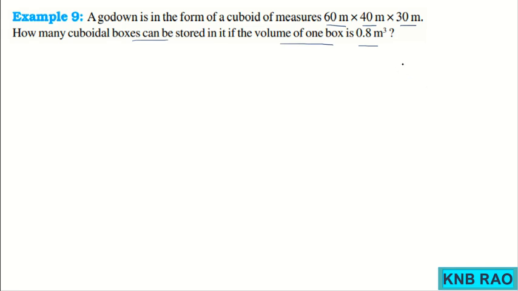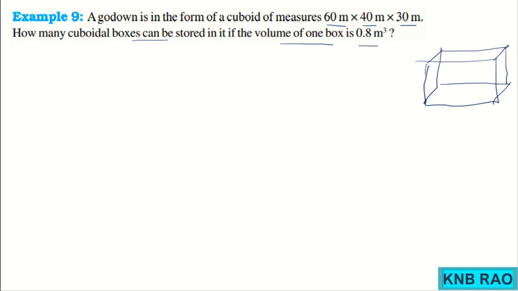Suppose you have a tile of certain area, and you want to find how many tiles can be placed on a floor. You find the area of the floor divided by the area of one tile, which gives the number of tiles required. Same concept: if I have a godown of sizes 60 by 40 by 30, remember, if I find the volume of the godown divided by the volume of one box, I can get the number of boxes. So, same concept we are using here.